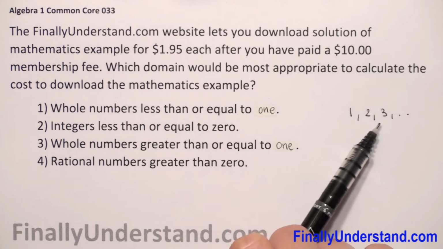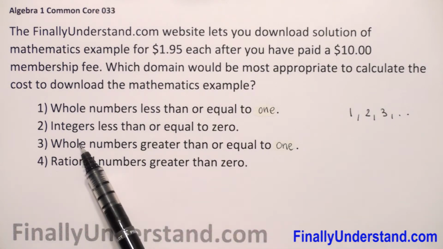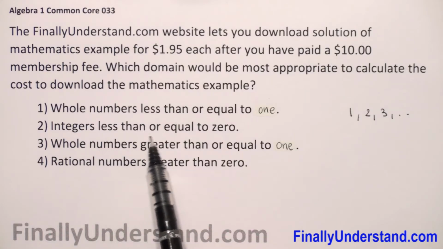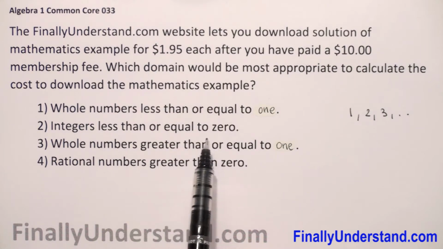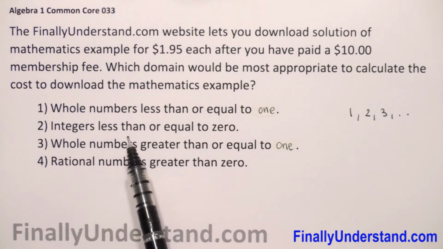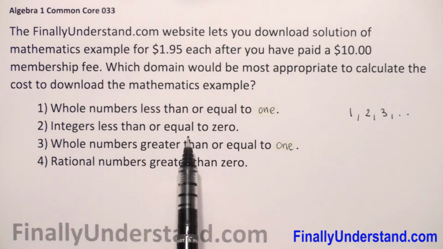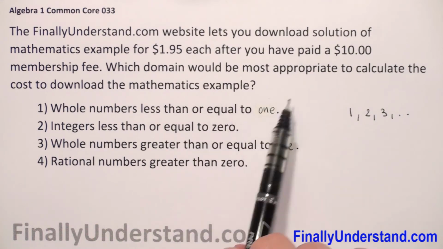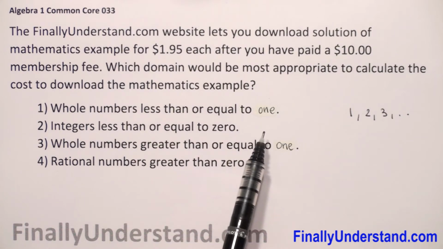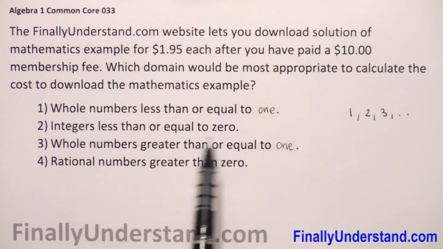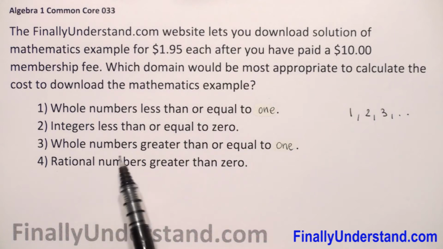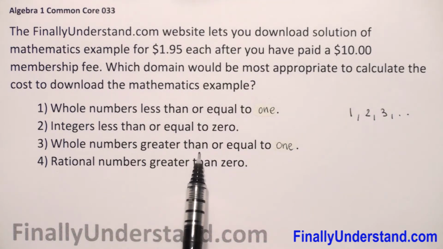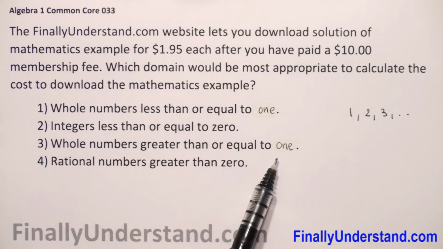Can be 1, 2, 3, and so on. Integers less than or equal to 0. Again, less than or equal to 0. So the domain cannot be negative in this example. We cannot have negative 1 example. We have 1 example. Next, we have whole numbers greater than or equal to 1.